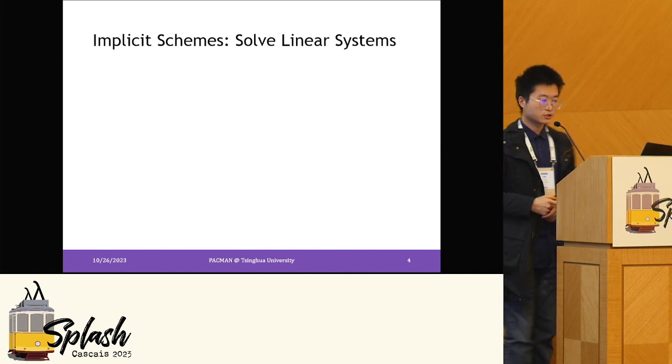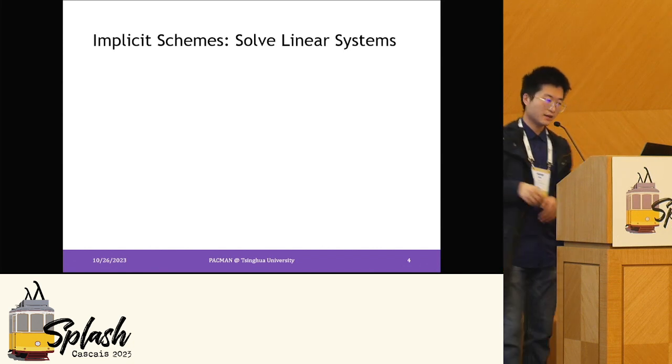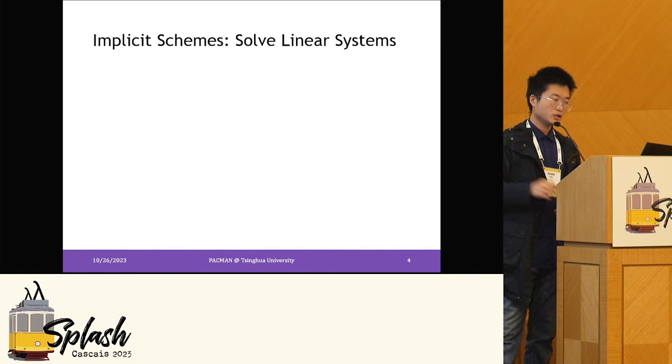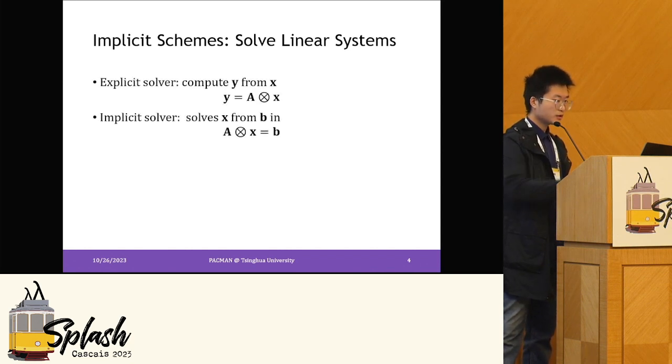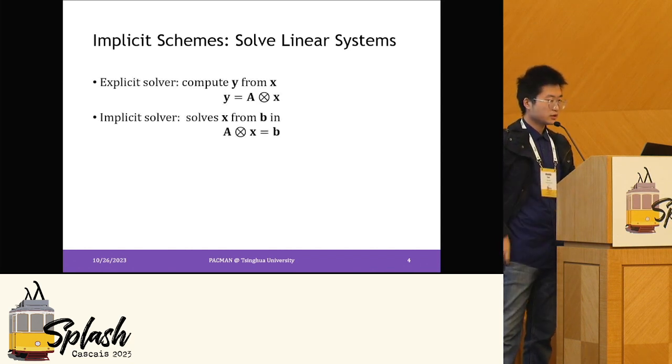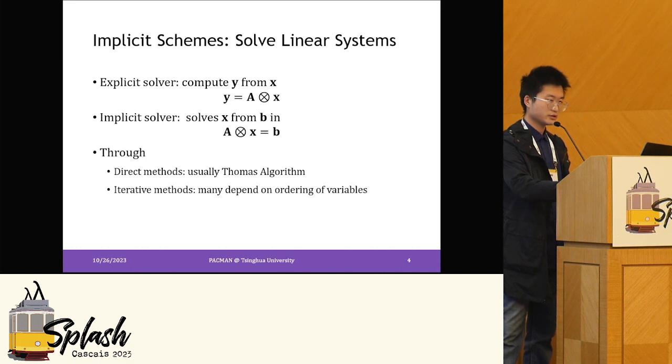Unlike explicit solvers, only requiring applying those stencils, implicit schemes, that's a kind of time scheme, when executed on structured grid, require solving linear systems. So we can see here that in implicit solvers, it needs to solve A applied on X equals B, in which we can see that the application is actually linear. So it becomes a linear problem to solve.